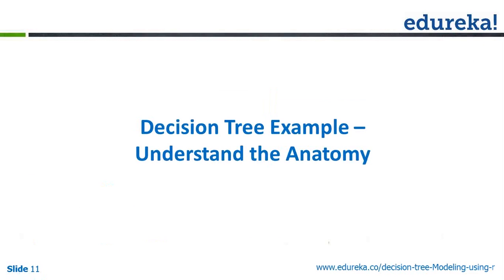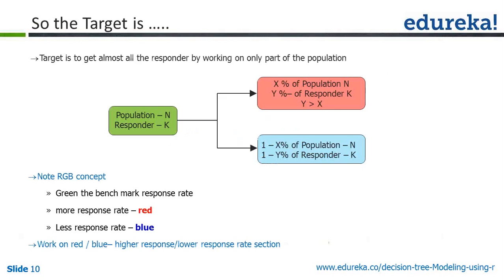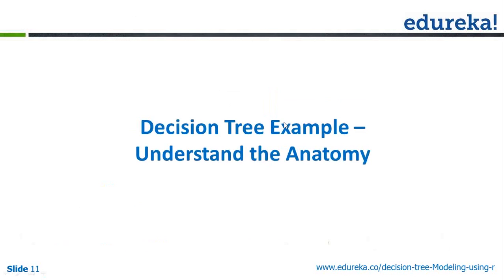Fine, so let's go now. Let's understand the decision tree example and the anatomy of a decision tree. What is a decision tree? A decision tree is all about dividing the population in such a way that you have more response rate in one area and less response rate in another area, so that you can decide on whom to work. Let me show you an example of a decision tree.